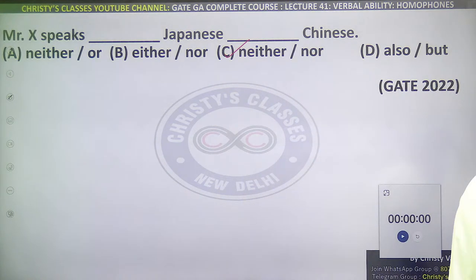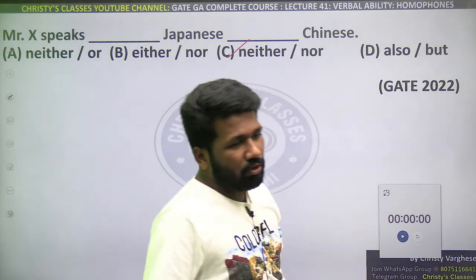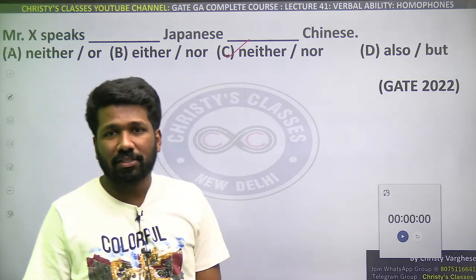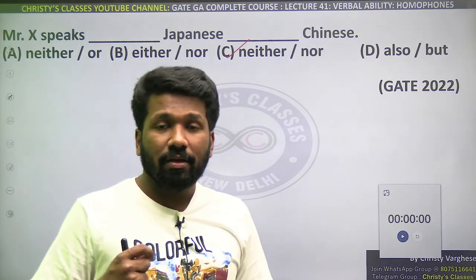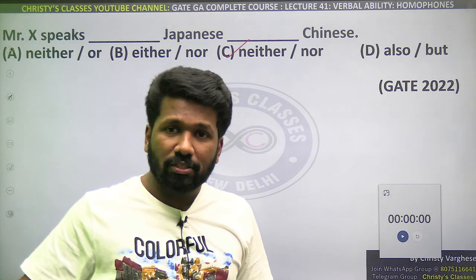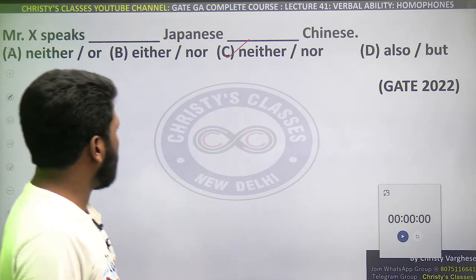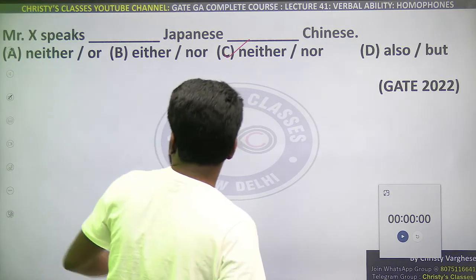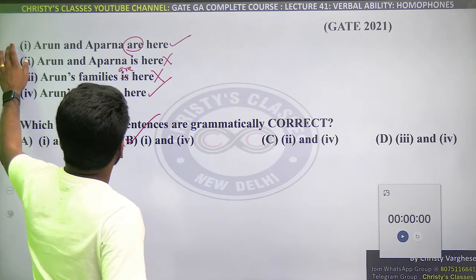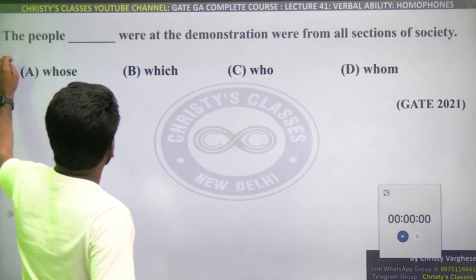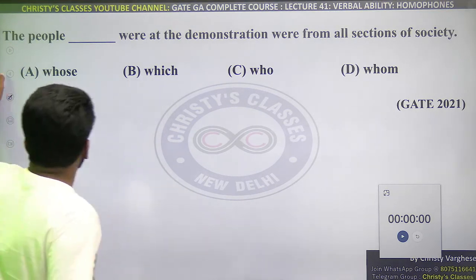Yes, Shruti, that is why they don't give that. Then we would need to get the context of the passage, whether they want to convey that Mr. X knows both languages or that he doesn't know both languages. So anyway, that is clear, I guess. GATE 2022 problem. Okay, now we will see a few questions from proposition.